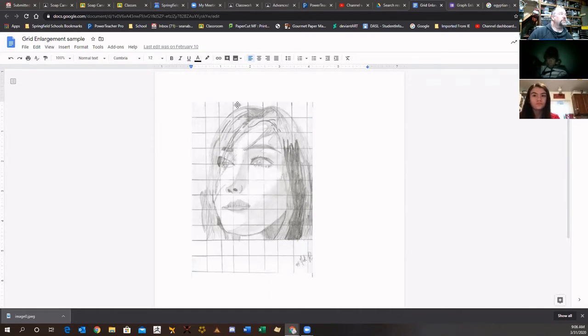So first thing we're going to do is we'll make a 1-inch grid across our paper. We're going to do this on notebook paper, in sketchbook paper, so 8 by 11 size paper. So you'll have 7 vertical lines and you'll have 10 horizontal lines.